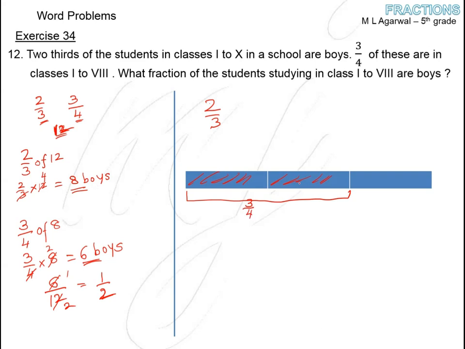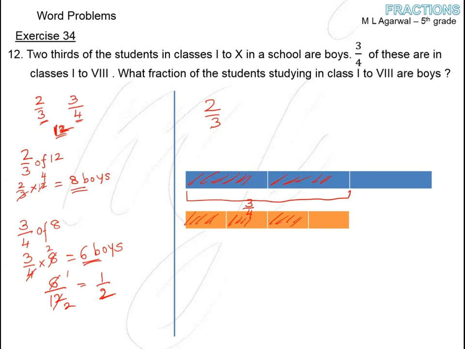So we have to take these 2 units and break them into 4 equal parts. So we will do that. I'm breaking this exactly into 4 equal parts. Correct? Because I want 3/4 of these. So 3/4 meaning 1, 2, 3. Correct? This much are boys in 1 to 8 now.